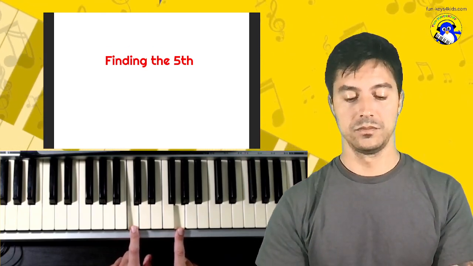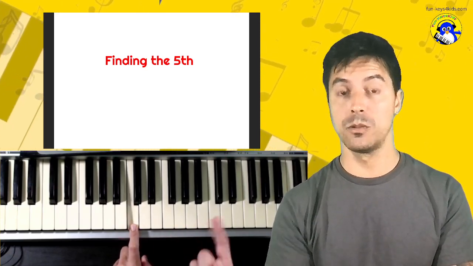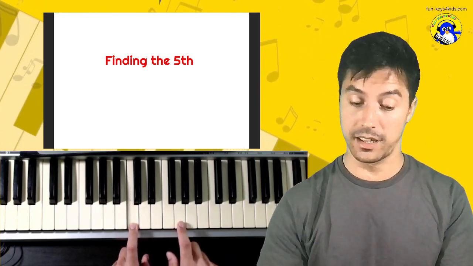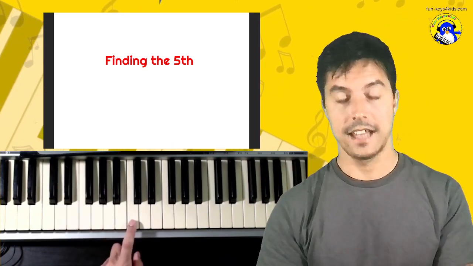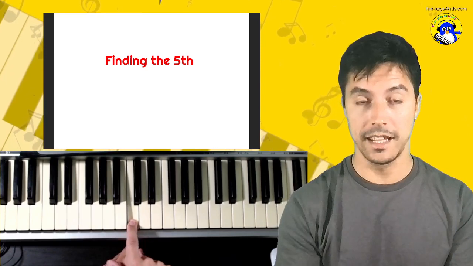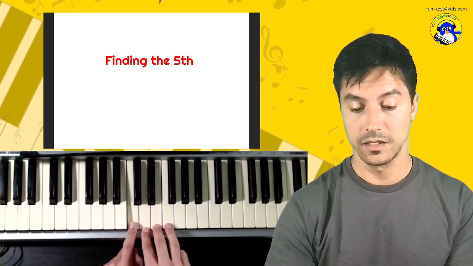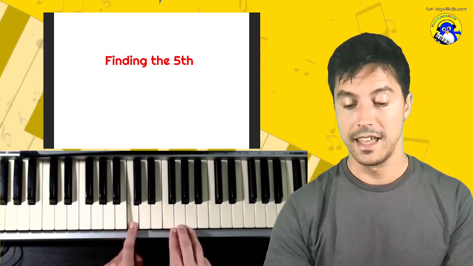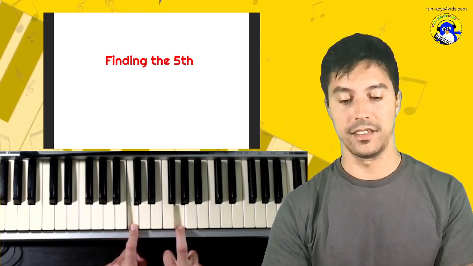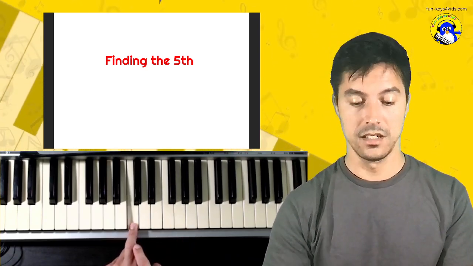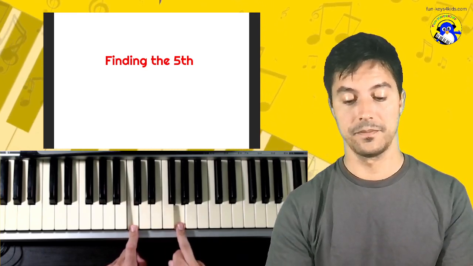On the piano, if you play a white key, the fifth of the white key will always be another white key, okay? And the way to find it is play the white key, then skip 3 white keys, don't play them, and the next white key will be the fifth. So, C, 3 white keys, I skip, and the next one is the fifth.